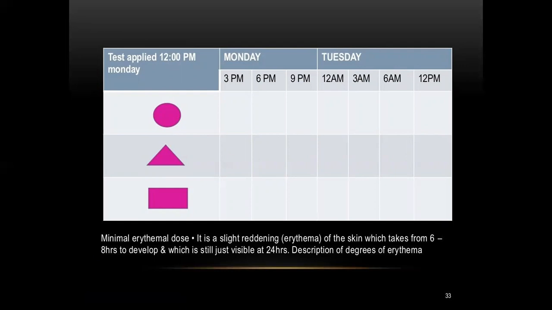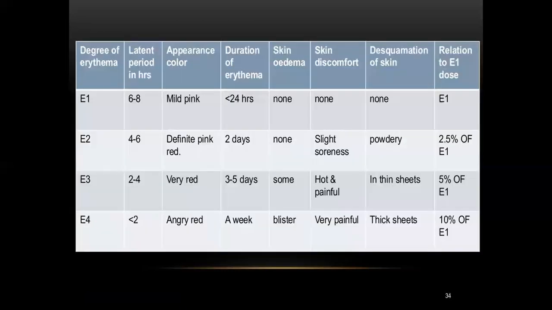The minimal erythemal dose is a slight reddening, erythema, on the skin which takes 6 to 8 hours to develop and is still visible at 24 hours. As for degrees of erythema, E1: latent period is 6 to 8 hours. Appearance of the color is mild pink. Duration of erythema lasts longer than 24 hours. Skin edema, none. Skin discomfort, none. Desquamation of the skin is none.